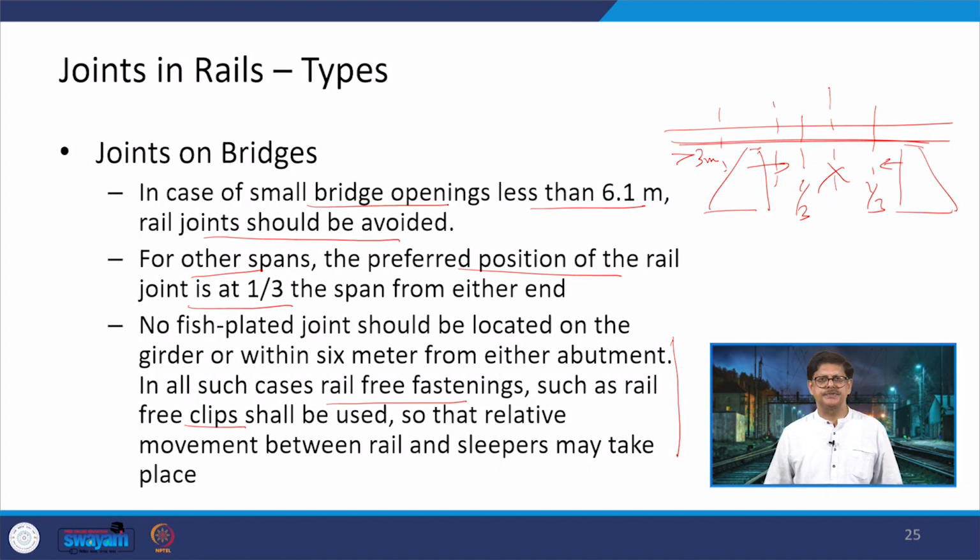So, with this we will close this lecture. What we have discussed is the joints in the rails, the positive and negative aspects related with the provision of the joints, the requirements, the locations where the joints can be avoided or the joints can be provided, what are the various types of rail joints, the joints in terms of SEJs and as well as on the bridges. With this we close it.